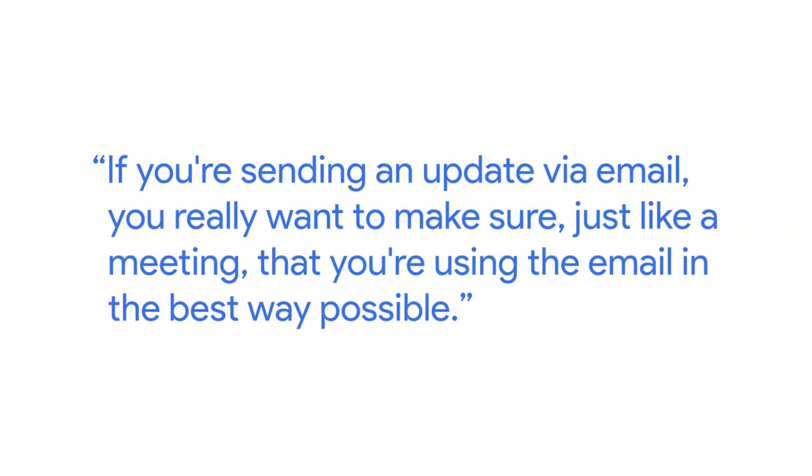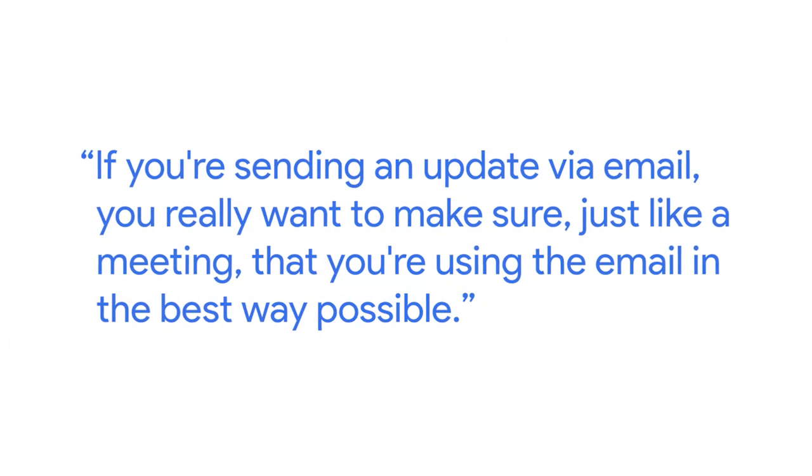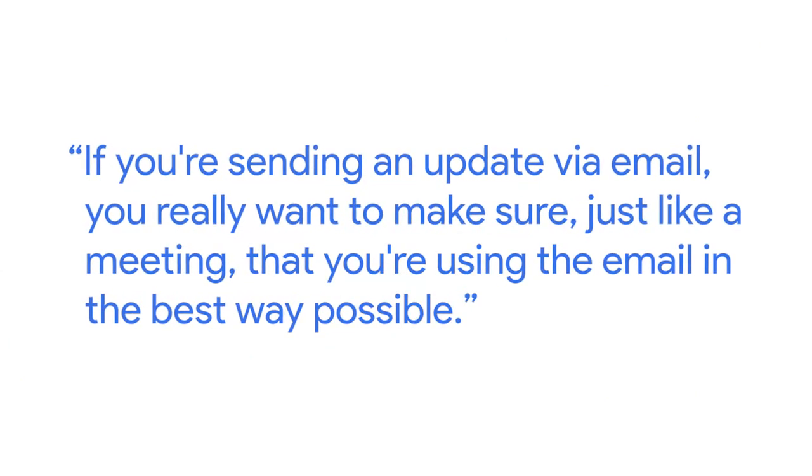If you're sending an update via email, you really want to make sure, just like a meeting, that you're using the email in the best way possible. Something I like to do and that we do often at Google is called TLDR at the top, which means too long, didn't read. It's kind of a funny way of saying there may be a lot of information, but here's the one sentence you need to know from the email. So having some sort of summary at the top similar to that, saying here's an update on project A, or need decision or action requested or deadline by, that type of communication right up front gives the stakeholder the ability to know what's coming in the email.